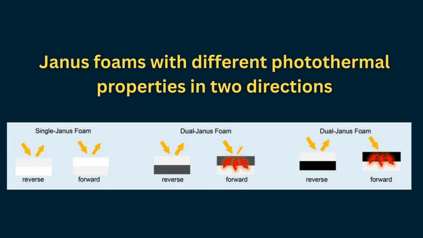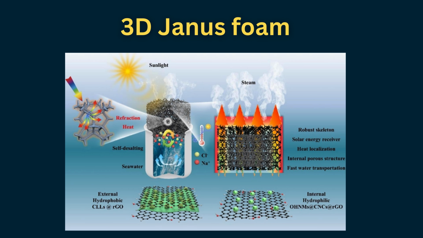Solar-driven interfacial evaporation. Dual Janus foams have been extensively investigated for solar desalination. In these systems, the hydrophobic top layer absorbs solar radiation and generates localized heat. The hydrophilic inner layer continuously transports water to the heated surface. This architecture provides efficient thermal localization and prevents salt accumulation. As a result, solar evaporation efficiencies exceeding 90% have been reported.